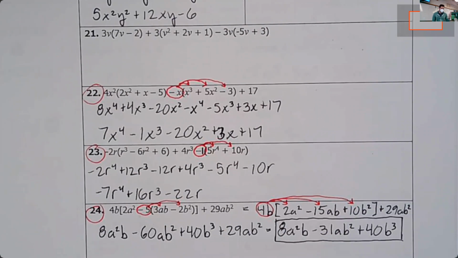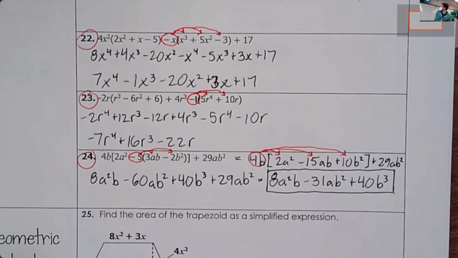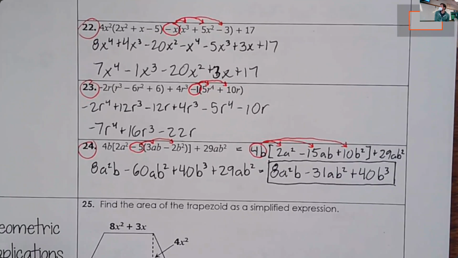All right, last 2 problems. Here we go. 25 and 26. 25 says to find the area of the trapezoid as a simplified expression. Does anybody know the area for a trapezoid formula? Anybody know that one?